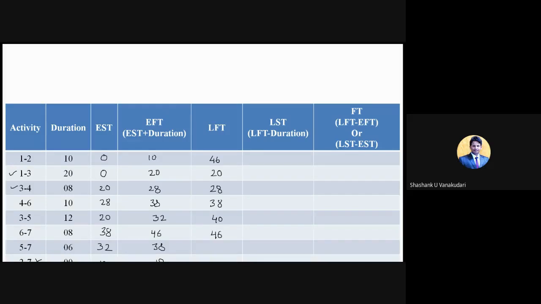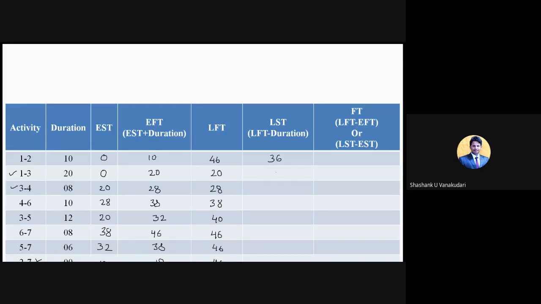And then 5 to 7, 46. And then 2 to 7, 46. Okay, just deduct the duration and you will get the LST value. Now 46 minus 10, it is 36.